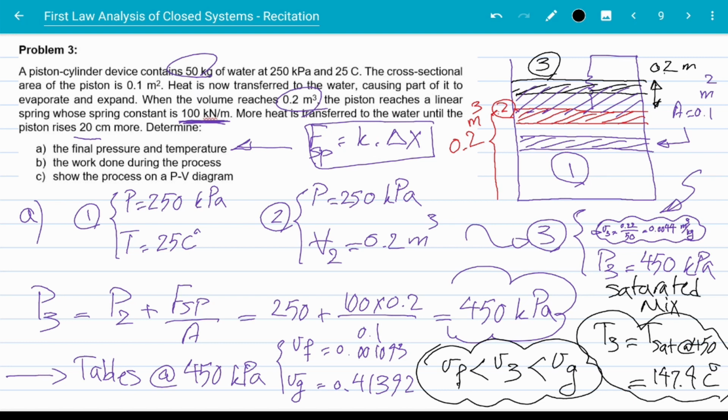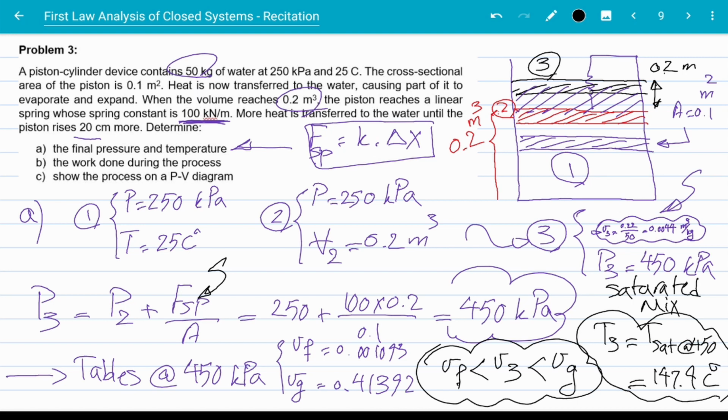So what we did in order to answer part A was to play with the data that we had. We know that the volume at state 3 is the volume at state 2 plus the increase of volume because of the 20 centimeter rise of the piston. So we found the total volume and then used the mass to find the specific volume. For the pressure, we again know that up until state 2, the pressure of the system is 250 kilopascals, right? From 2 to 3, the linear spring kicks in. It produces a force that follows the equation of the force of the spring, K delta X, and force over the cross-section area of the piston is the pressure of the spring. So we add that to the already pressurized system, and we get 450 kilopascals as the total pressure.